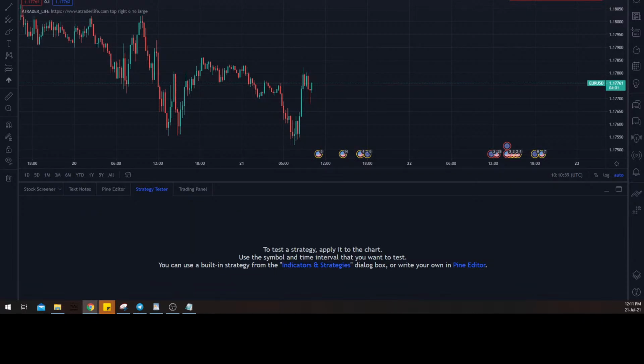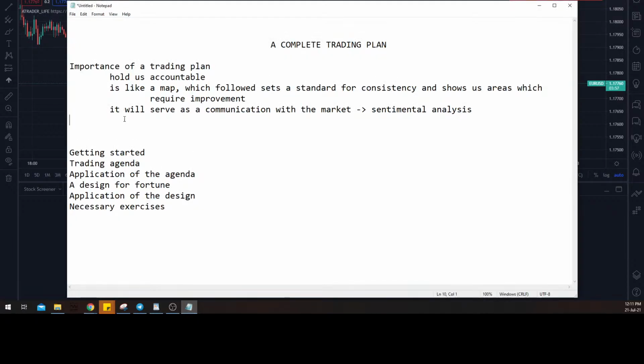So at the same time, as I said, this trading plan is going to give us the consistency and the direction for our trading. Like I said previously with the sentimental analysis, a complete trading plan is going to help us develop and keep the sentimental analysis with our pairs.